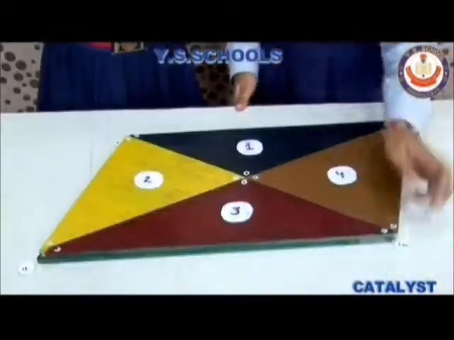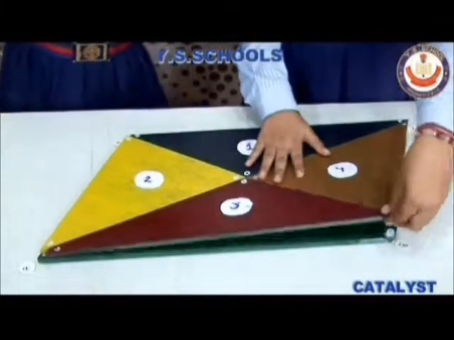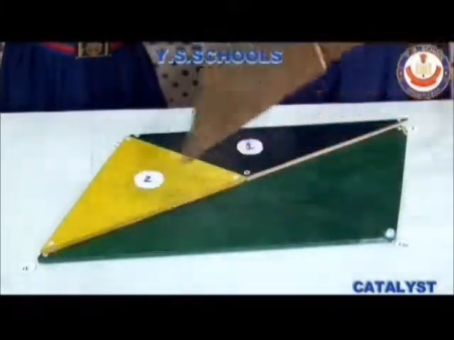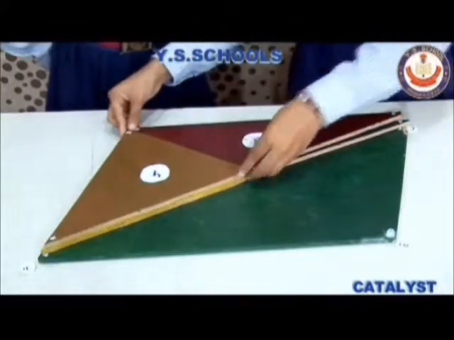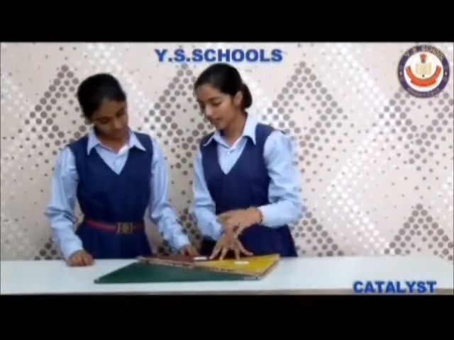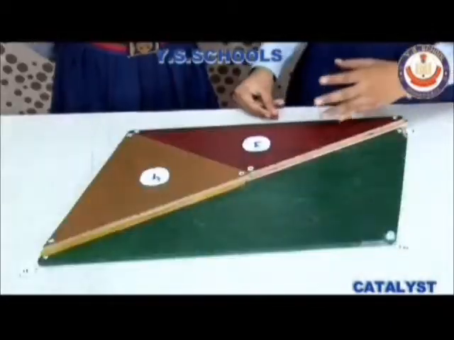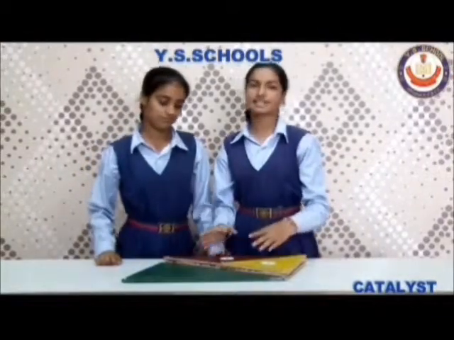Its third property is diagonal divides the whole parallelogram into two congruent triangles. Here the triangles are BAC and ADC. Here I am taking the diagonal BD and I am taking the triangle CBD and placing it on triangle ADB. What I see is that triangle ADB completely overlaps triangle CDB. Hence it is proved that a diagonal divides the whole parallelogram into two congruent triangles.